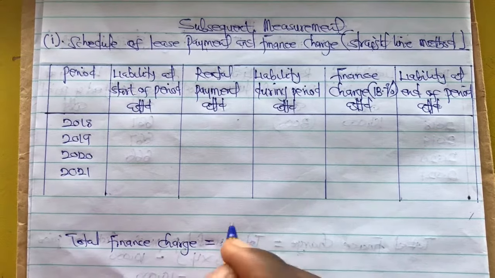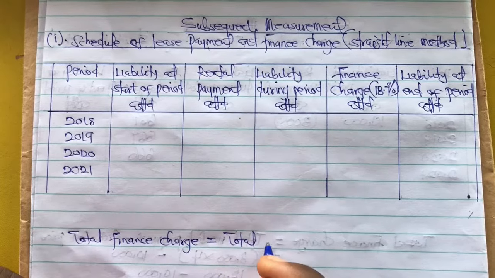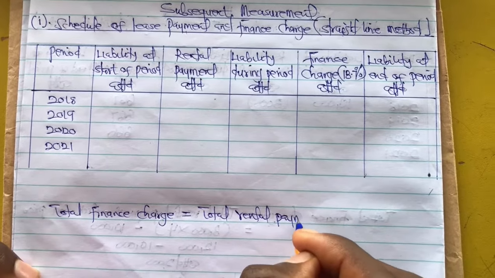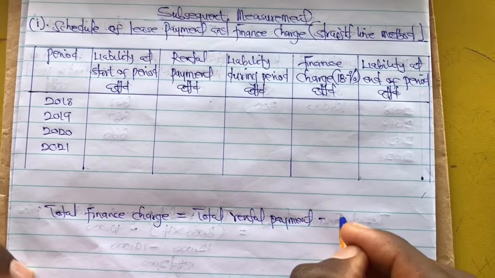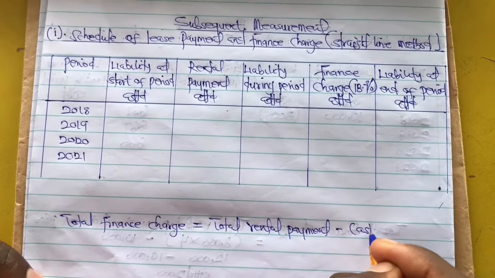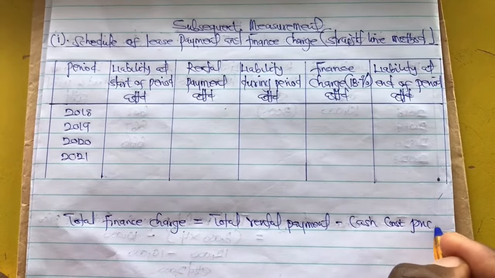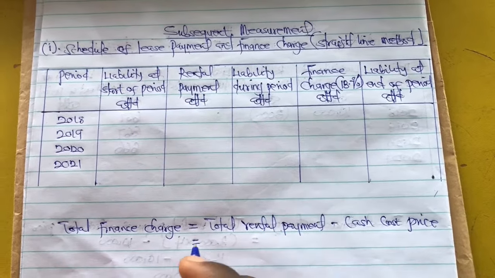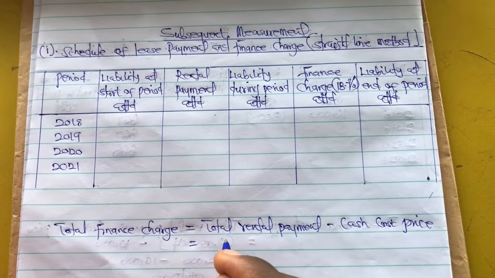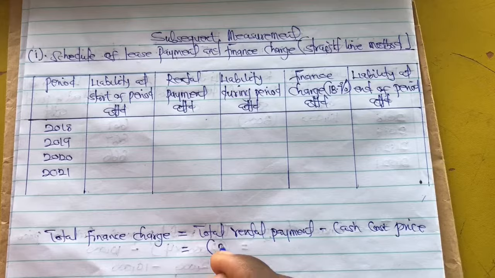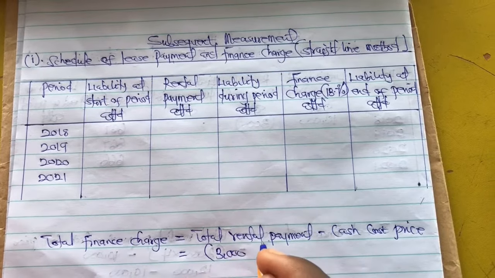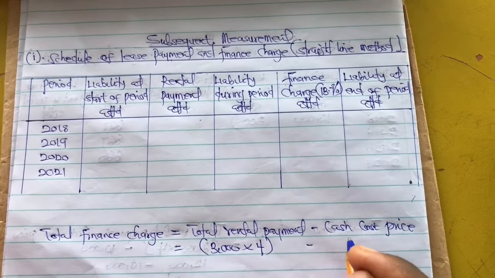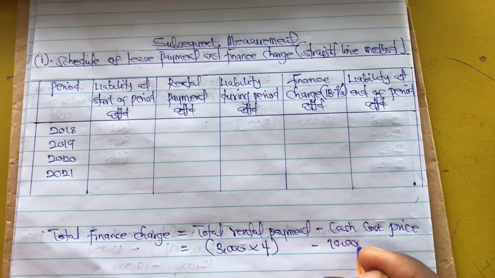Okay, the total finance charge, the formula is total rental payment minus the cash cost price. Good. So to determine the total rental payment, that is the annual rental payment multiplied by the lease term. So the annual rental payment is 3,000 Ghana cedis multiplied by the lease term, which is 4 years, minus the cash price of 10,000 Ghana cedis.